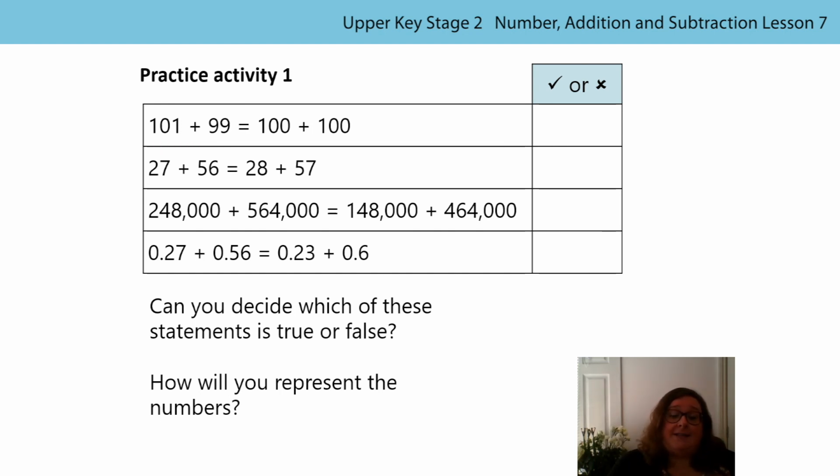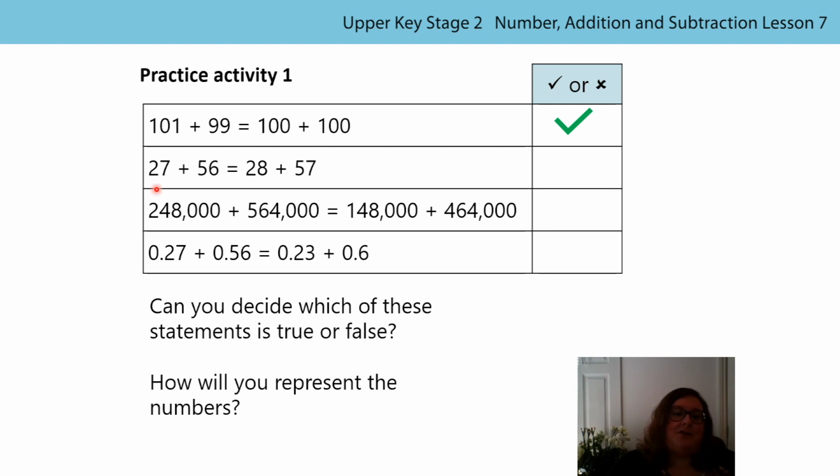101 has had 1 subtracted to make 100. So if I've subtracted 1 from one addend, I need to add 1 to the other addend to keep the sum the same. Has that happened? Let's see. 99 has had 1 added to it to make 100. So I've subtracted 1 from one addend, I've added 1 to the other addend, so the sum is the same. So this gets a tick because it's true. Okay, easy peasy, right? Let's have a look at another one.